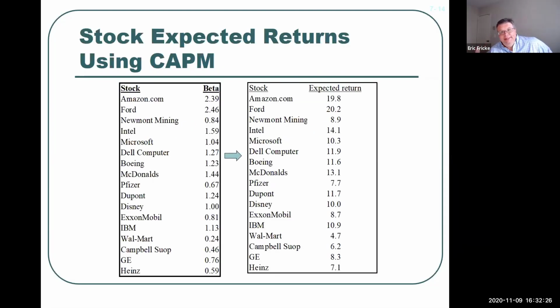So once we have beta and the CAPM model, we can calculate expected returns for all those same stocks that we looked at before with their betas. What you would expect is that a high beta means high expected returns as well. So if you look at Amazon, clearly we'd expect high returns. And for something like Walmart or Campbell's Soup, you'd probably expect lower returns, right? And that's kind of what we see.